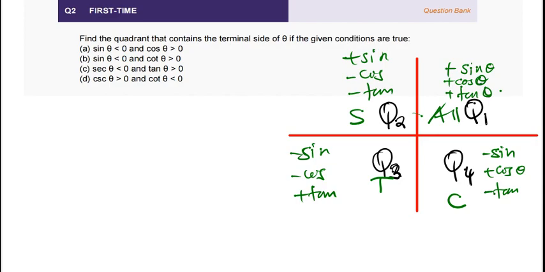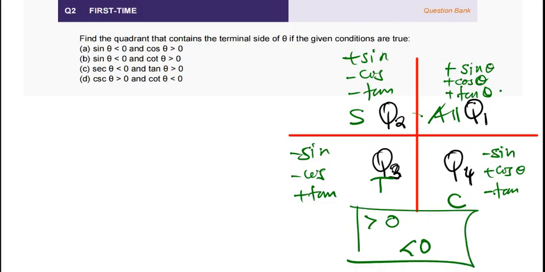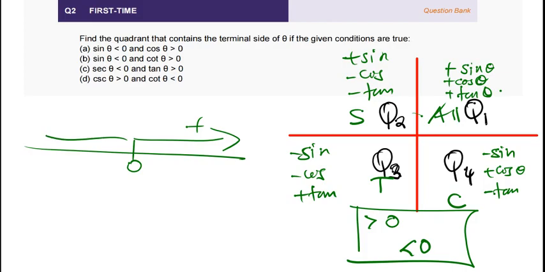Now when something is positive, it is greater than 0. When something is negative, it is less than 0. These are the things that you're supposed to know. Look at the first question that we have here, which is question 2 in the question bank: find the quadrant that contains the terminal side of theta if the given conditions are true. Like I've said, less than 0 means we're talking about negative, greater than 0 means positive. If you look at the number line, this is 0, going this side is positive, going this side is negative.